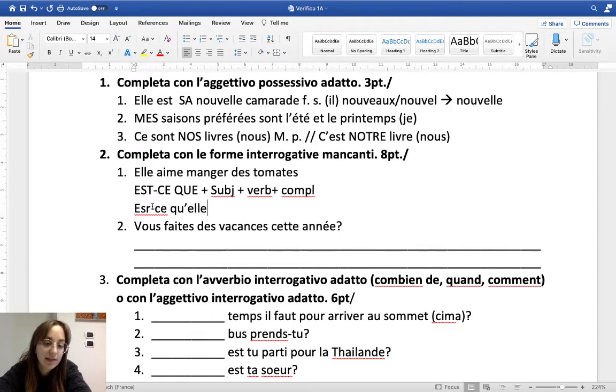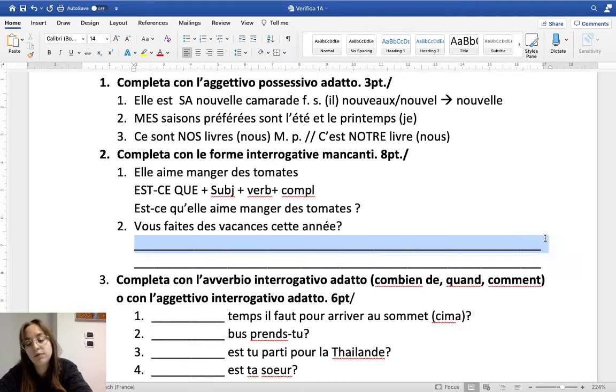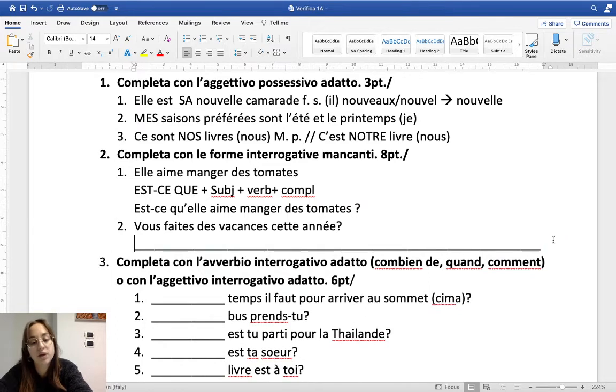Est-ce qu'elle aime manger, our verb, des tomates? Est-ce qu'elle aime manger des tomates? So this is the second way of doing a question.